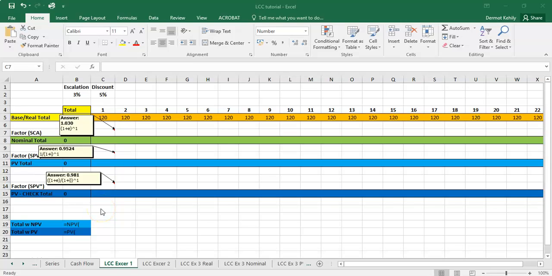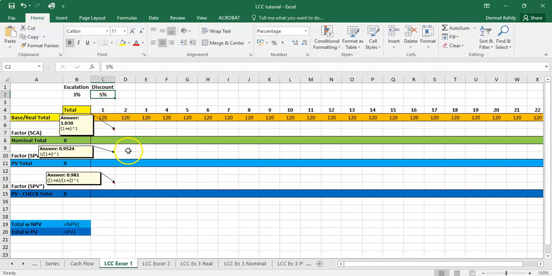Okay, here's the first exercise I want you guys to do based on what we've done over the last number of weeks in terms of those video tutorials. It's a pretty simple, straightforward calculation. We've got a series of payments, €120 in today's money every year for the next 25 years. Escalation rate is 3% and discount rate is 5%.